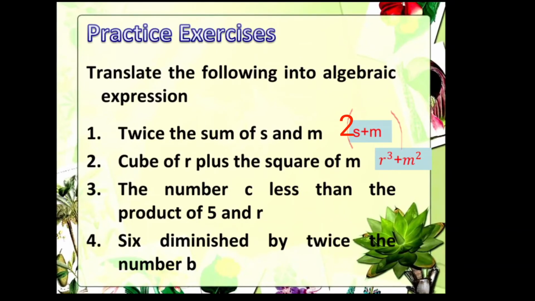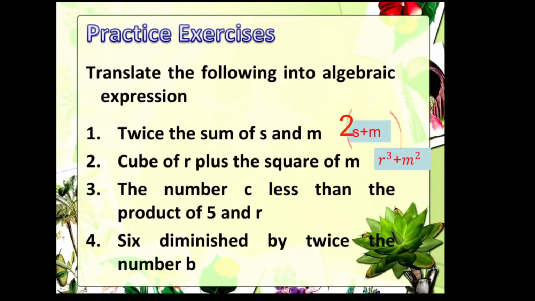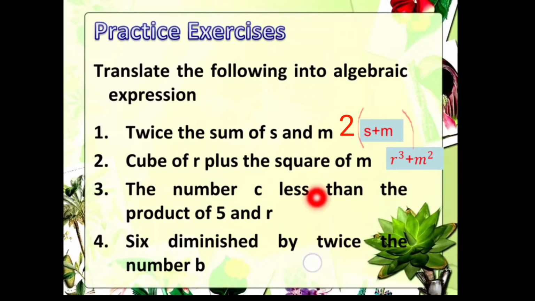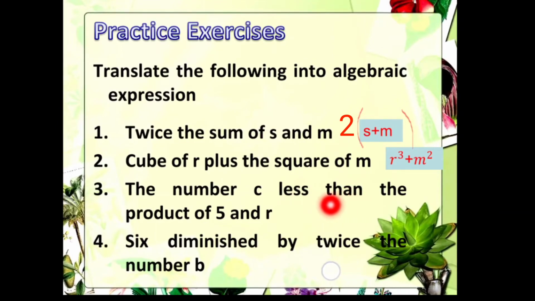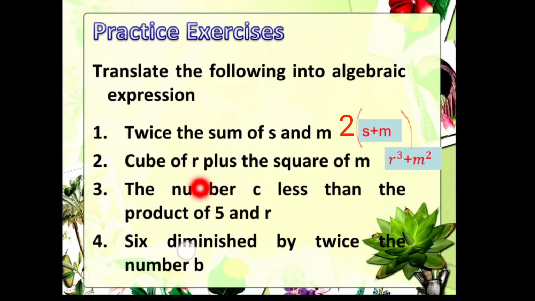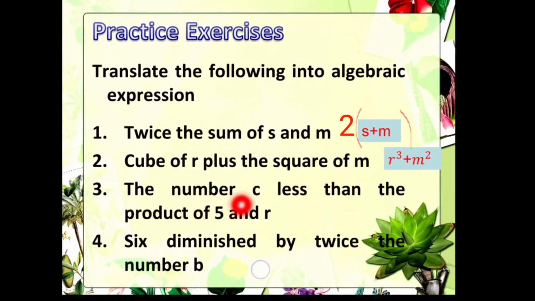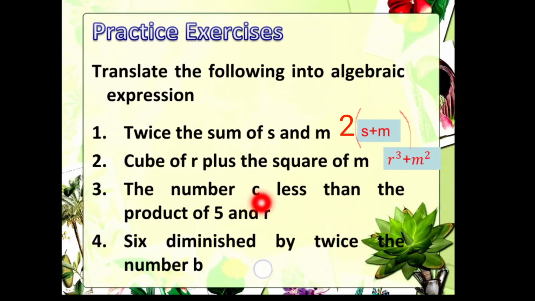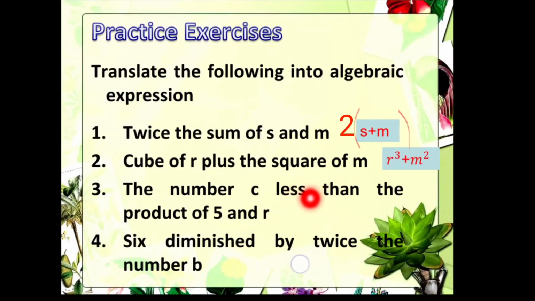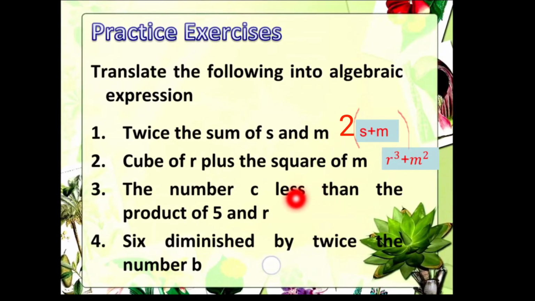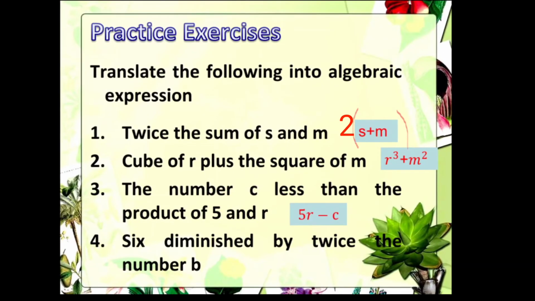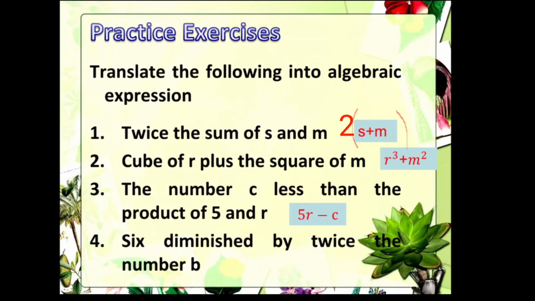Next, number 3, the number c less than the product of 5 and r. In this case, we have the words less than. Therefore, we will start from right to left. So the product of 5 and r, that is 5 times r, or simply 5r. Then less than means minus or subtraction. So 5r minus the number c. So our answer here is 5r minus c.